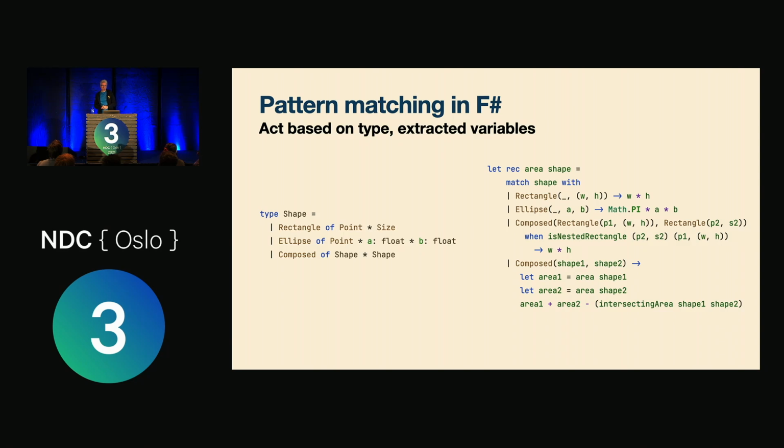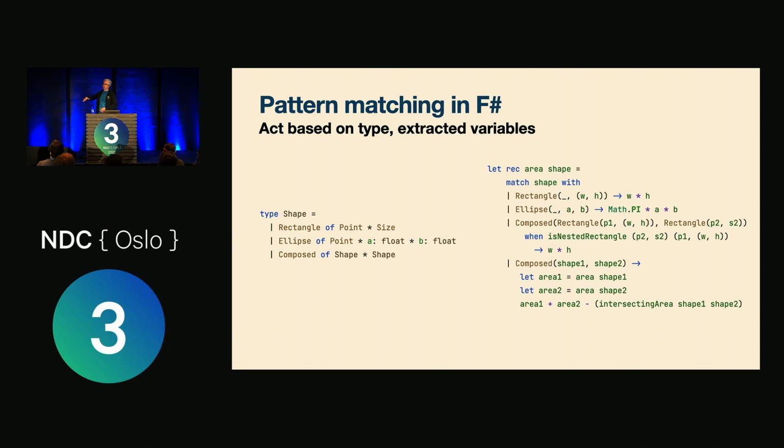First one is rectangle, and I've got an underscore there to ignore the position, and I've got the width and height there. I'm decomposing the size into width and height. I can very quickly then multiply them together, get the area. Ellipse is very similar too. I match on ellipse, I ignore the position, I've got my min and max radiuses, and I can work with that. Things get a bit more fun with composed.